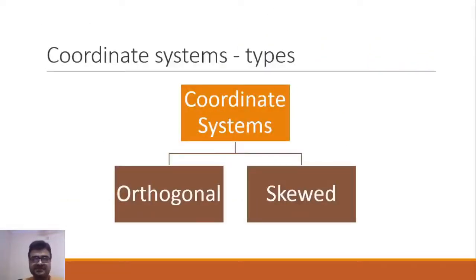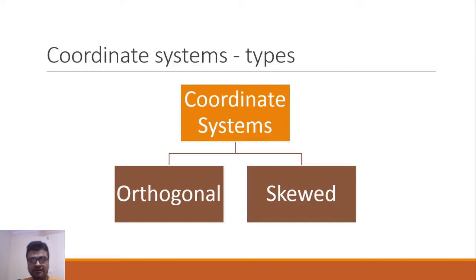The coordinate systems are of two types. The three-dimensional coordinate system, obviously we are talking about. Two-dimensional coordinate system will not help us in electromagnetic theory. Each and every real world things are three-dimensional. Even a thin piece of paper is also three-dimensional because it has a little bit of thickness.